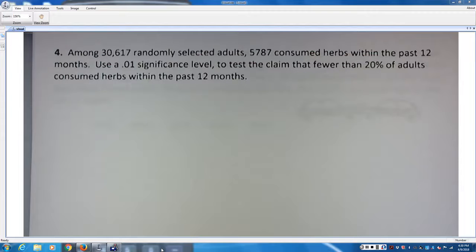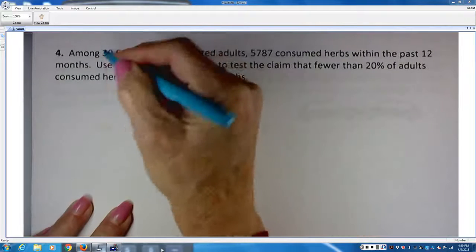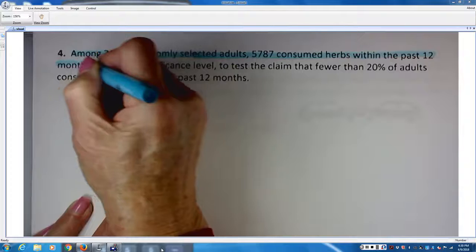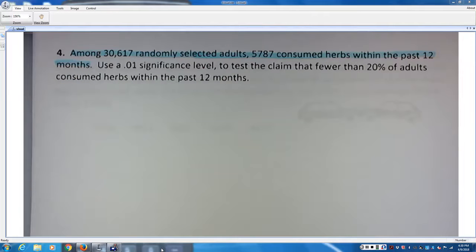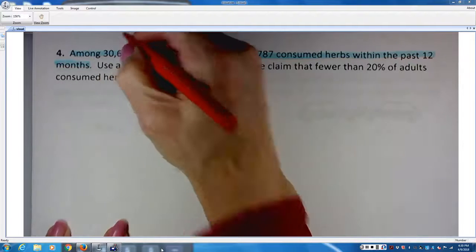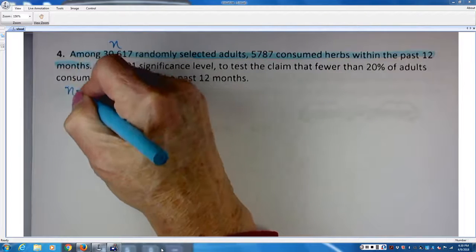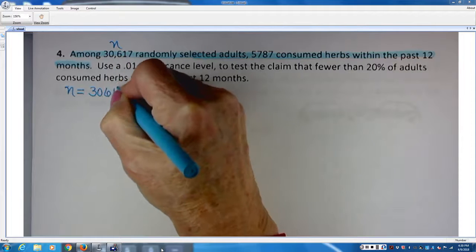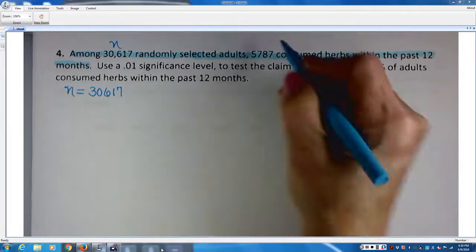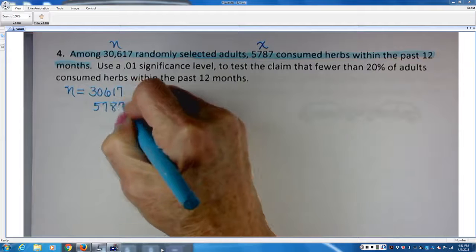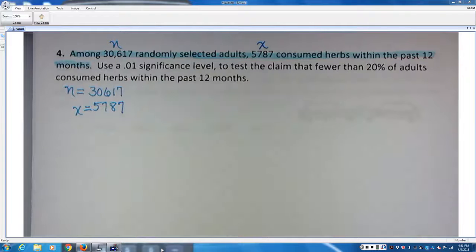So example 4. As soon as it starts talking about randomly selected adults, we know that we're talking about the sample information. So that first sentence is going to be our evidence. There's our sample information. And what that's told us is that n is 30,617, and that out of that 30,617, 5,787 of them consumed herbs within the last 12 months.